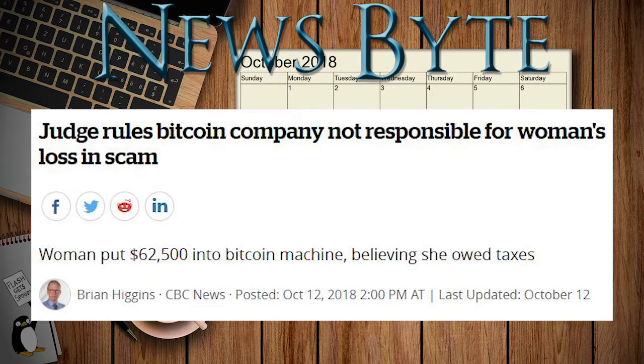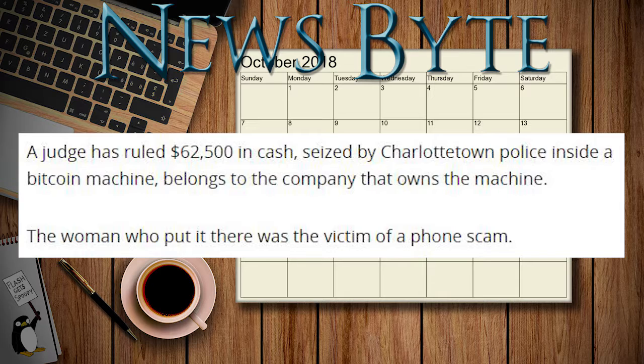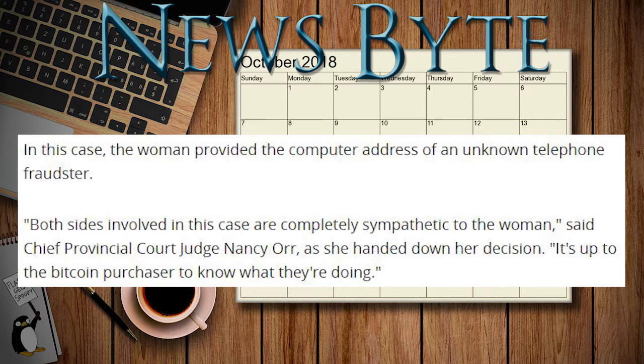Essentially, a judge has ruled that $62,000 in cash, which was seized by police from a Bitcoin ATM, belongs to the actual company and not the woman who put it there, considering that she received her Bitcoin in return and sent it off to the scammer. Ouch. It seems the chief provincial court judge is echoing our sentiment, saying that both sides involved are very sympathetic towards this woman, but it's completely up to the Bitcoin purchaser to know what they're doing.